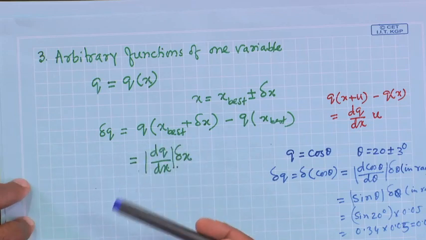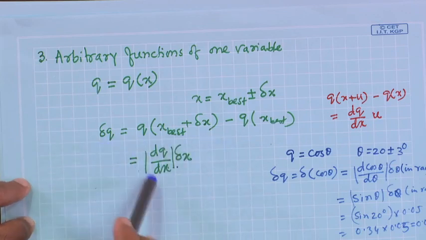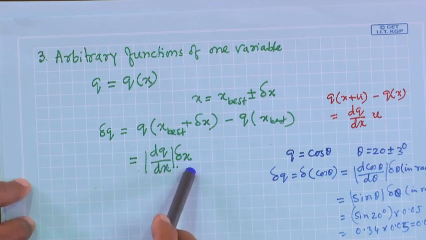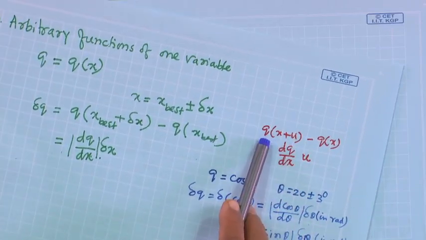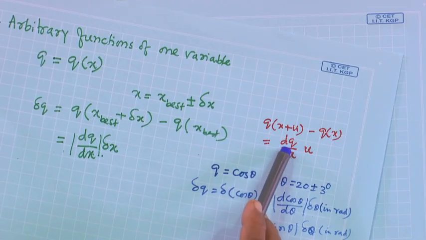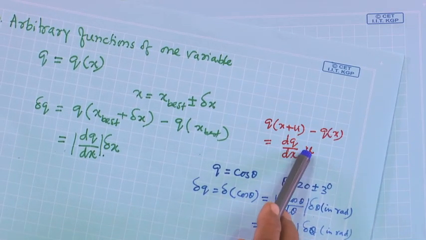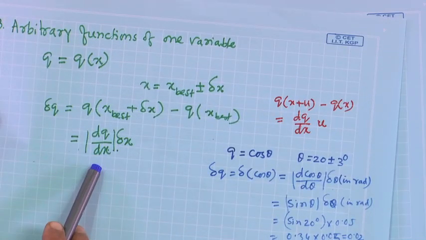This way we basically find the differential form, and you are familiar with this. So del q is dq by dx into delta x. That is, q of x plus delta x minus q of x is nothing but dq by dx times delta x. That is what we have written here.